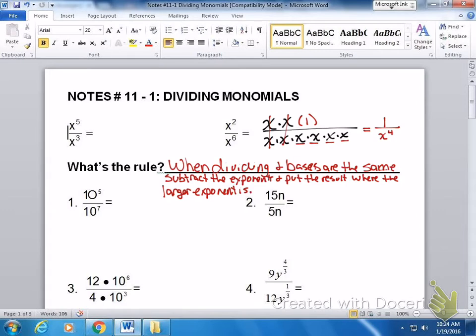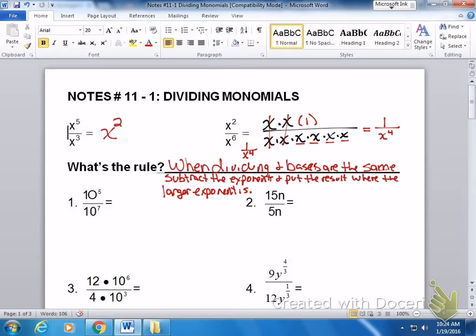So if I take that and I look at the x to the 5th over x to the 3rd, I would first look, well, the numerator has the bigger exponent, so my answer is going to be in the numerator. And I'd take 5 minus 3, which would give me x squared. Same thing on the other one, x squared over x to the 6th. My answer is in the denominator, and 6 minus 2 is 4, 1 over x to the 4th. Now let's try that on an example.